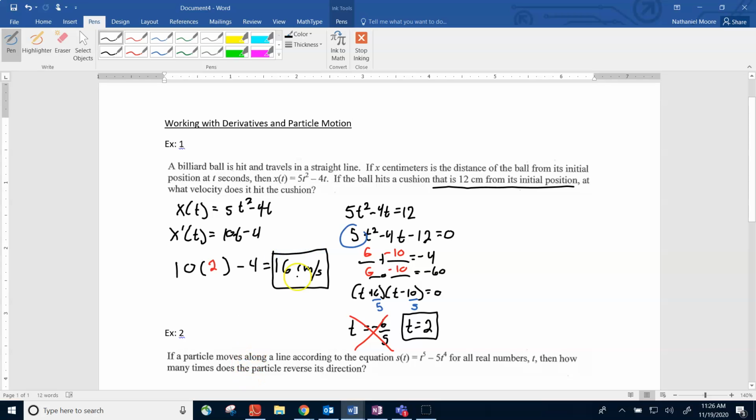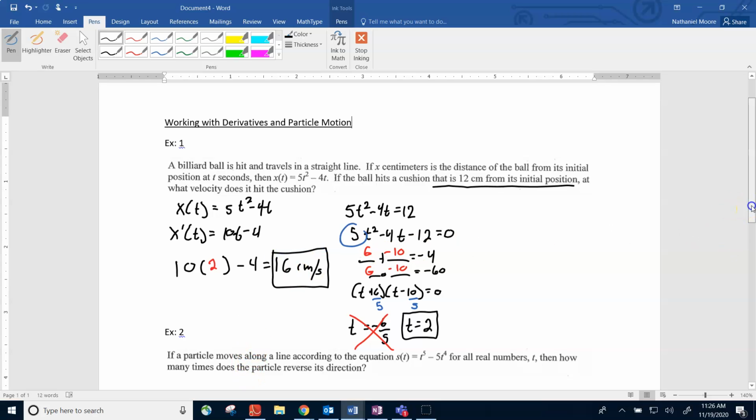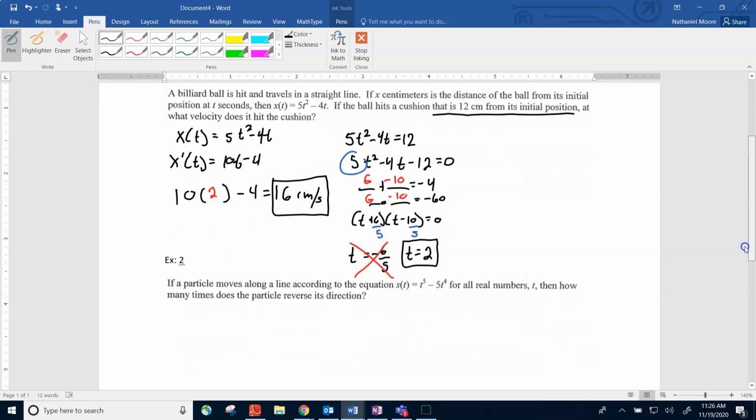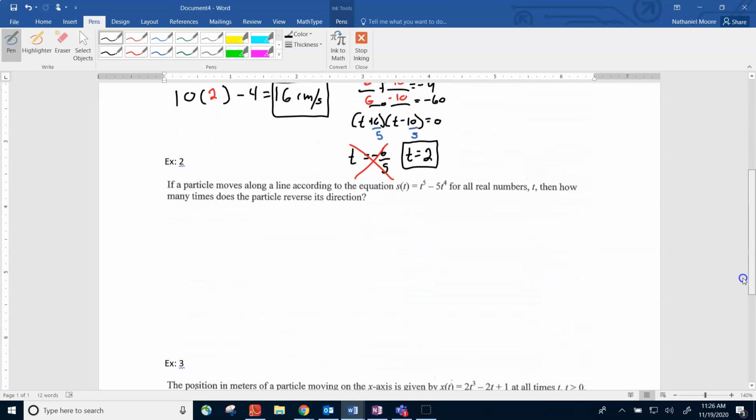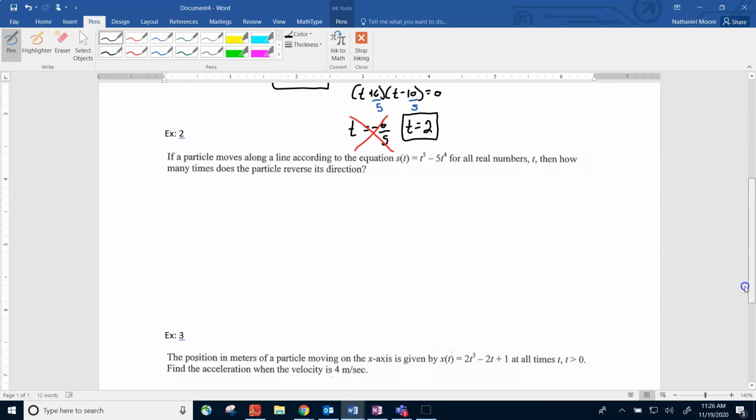So that's the first question. Let's look at this in another context. Example 2: if a particle moves along a line according to the equation s of t equals t to the power of 5 minus 5t to the power of 4 for all real numbers t, then how many times does the particle reverse its direction? What we're trying to figure out is, along a line, where and how many times it goes above and below the x-axis.